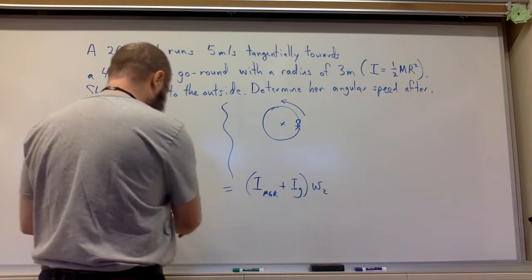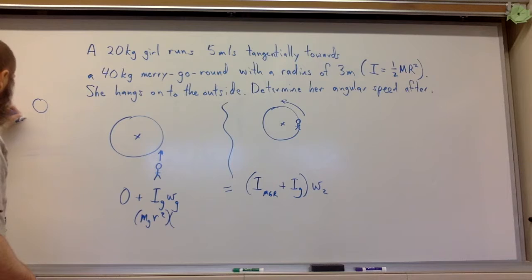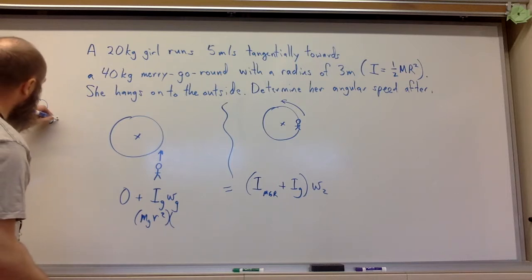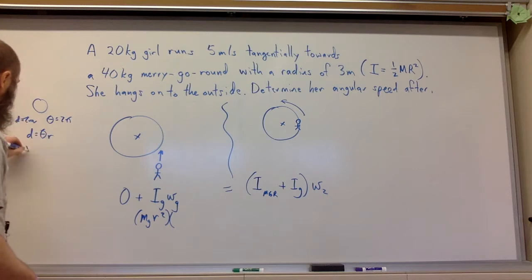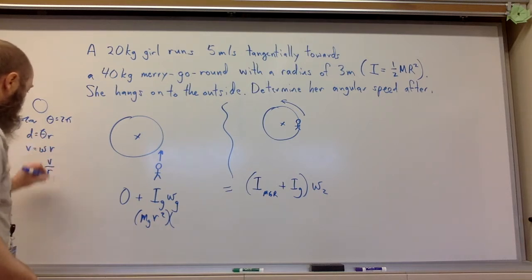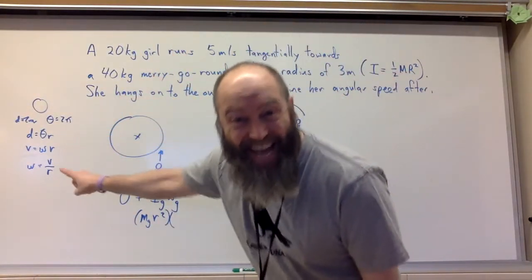Okay. This would be, hey, I'm going to draw my circle. d equals 2 pi r. Theta equals 2 pi. d equals theta times r. v equals omega times r. Omega equals v divided by r. Remember, we're not memorizing things. We are understanding things. Okay.